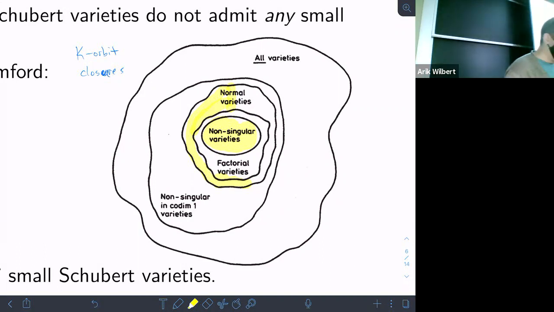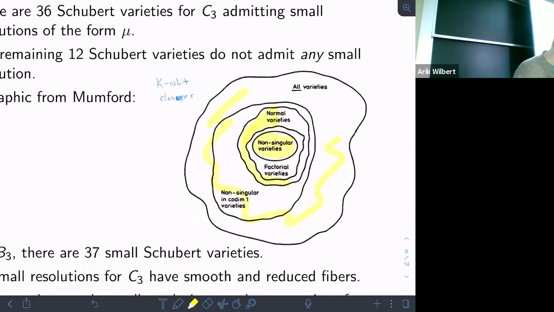And if it's not normal, I don't really know what happens. So there can be some up here, but I can't really conclude that there's no small resolution. I haven't been able to do that.